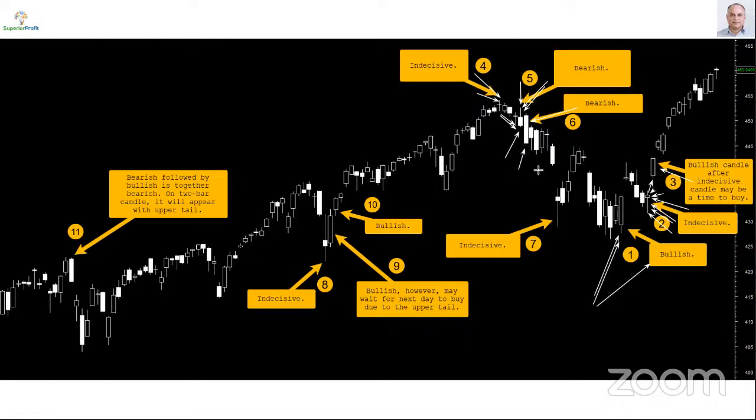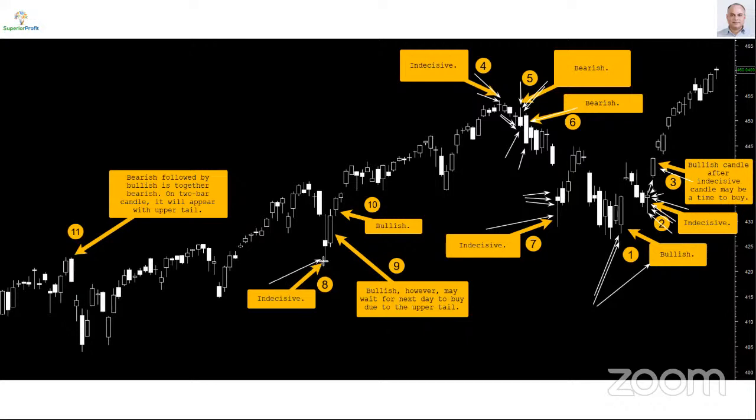Number 7 now. This is also indecisive. The lower tail is much longer than the upper tail, but still the upper tail is significant relative to the body. We look at the candles and the bodies in relation to each other because it has both upper and lower tails. We may say it is more bullish than bearish, but we'll still say it is indecisive. That means we are not going to take any long trade on this day.